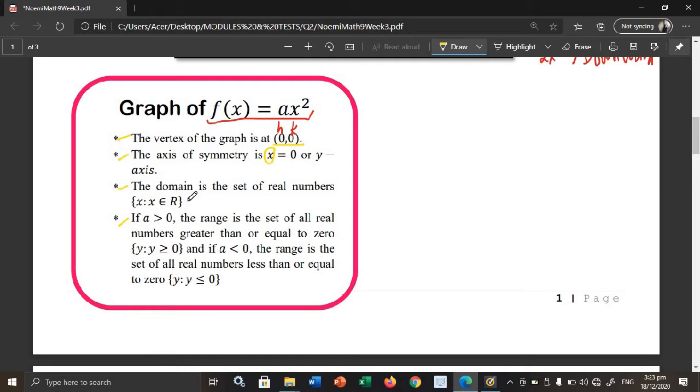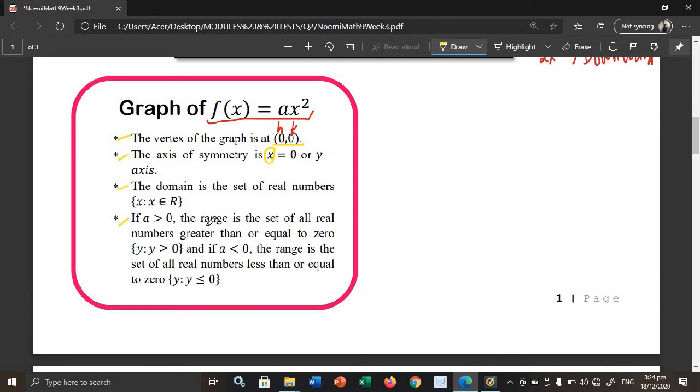Ibig sabihin, kahit anong value ng x, pwede sa kanya. X is the set of all real numbers. All numbers under real numbers, except non-real numbers or imaginary numbers, can be the value of your x or of your domain. How about sa range? Sa range naman, we have a condition.